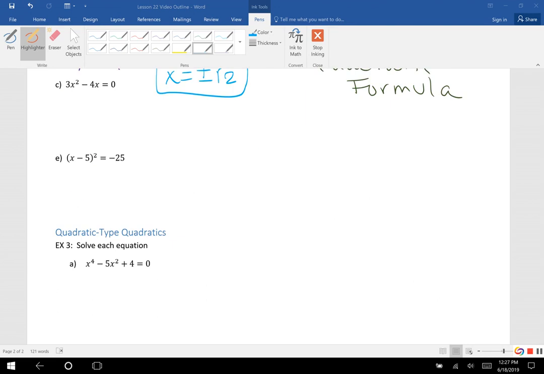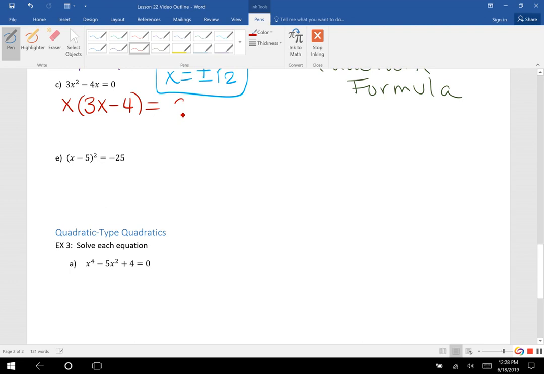Example C. Can we use the square root method on this one? No, because there's an x squared and an x. There's two terms with x. So then the next thing I would try is factoring. Can I factor? Yes, I can pull out an x, and I'm left with 3x minus 4.